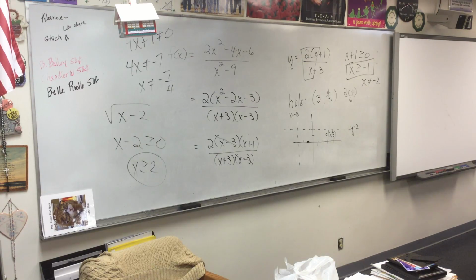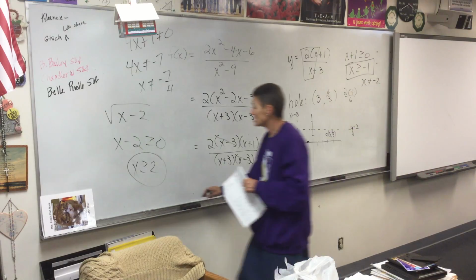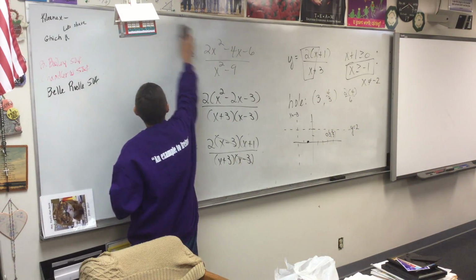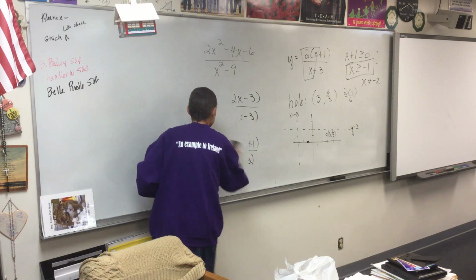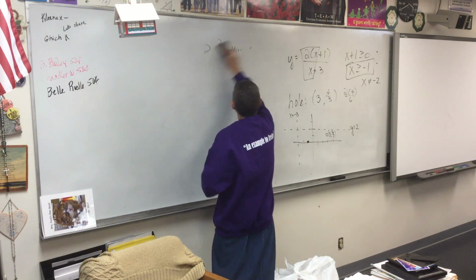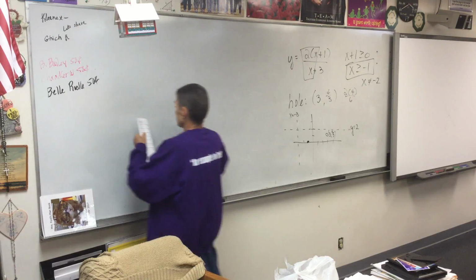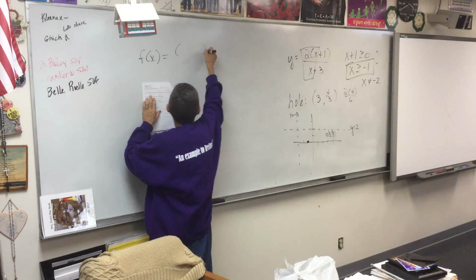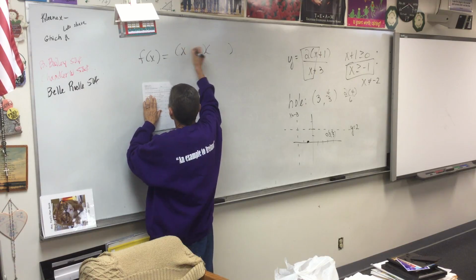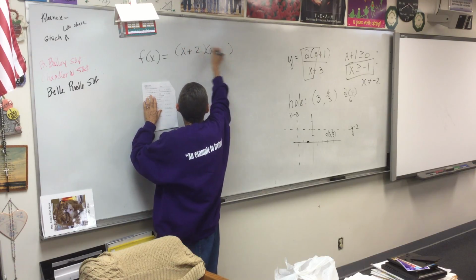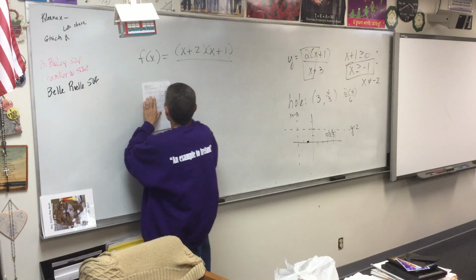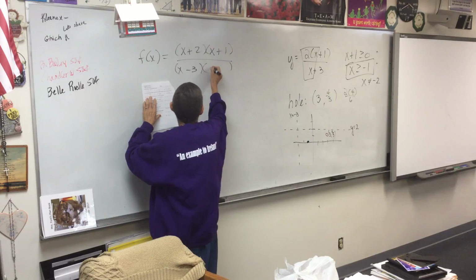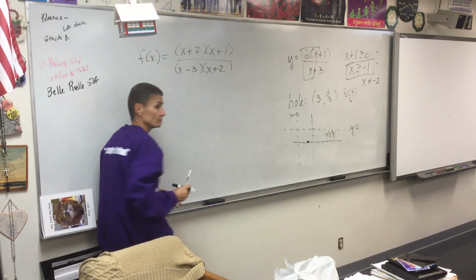Number 4, find all the asymptotes and holes. Okay, we just did this, but let's do it again. How do we start? We're finding all the asymptotes and holes. What do you want to do first? Factor. And the top factors as what? Plus 2, plus 1. Yep. And the bottom factors as? Minus 3, plus 2. Perfect.